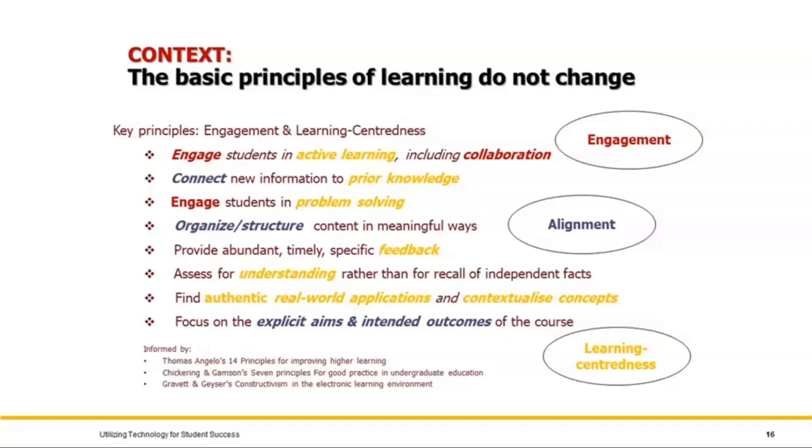Engagement or active learning certainly is one important thing, and that goes with collaboration. So we need to get students to collaborate and to engage with learning material, with other students, with us. Then the second one is alignment, and this is really just to emphasize how alignment fits into a bigger picture. So constructive alignment is not something that happens in isolation. It's one of our key principles when we design learning that we have to keep in mind. So things like connecting information to prior knowledge, organizing our content in meaningful ways, and that's something that connects us really well. We'll look at it later on. And then identifying explicit aims and outcomes for your course.